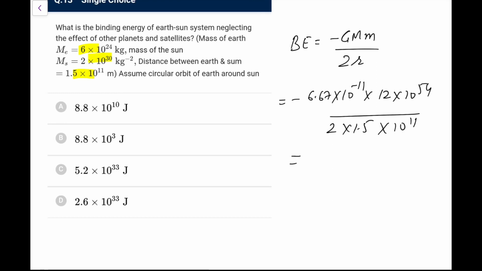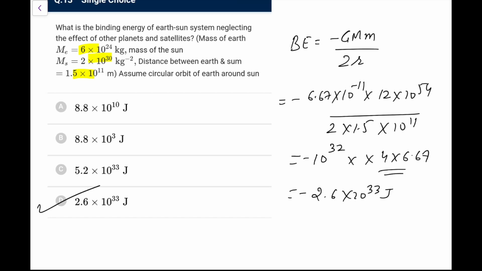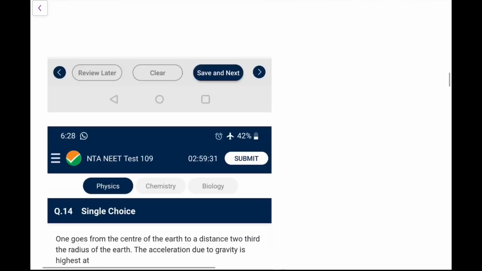So 54 minus 22 would be 10 to the power 32, and this is 12 by 3, 4 into 6.67. So that would be the value. So 4 into 6, that will be 24, and 26. I think this would be the option coming out, 2.6 into 10 to the power 33 joules. The negative sign is for attraction, so the magnitude is option D. Go for it. Next one.